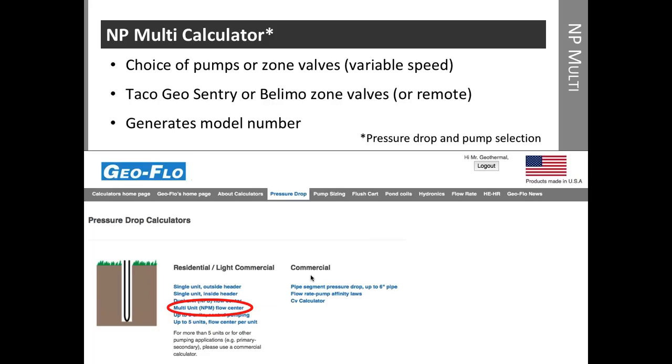Once you get to the point where you're ready to design the system, the NP Multi calculator on the GeoFlow website lets you choose the type of system, variable speed or individual pumps. It lets you choose your zone valves. And then once the pressure drop is calculated and you've selected the pumps, it generates the model number. So it's really a full design package. Now, if you're looking for operating cost, you'd need to go to the pump sizing calculator, which we'll do in the second portion of this webinar on NP Multi. So you can actually compare operating costs at that point.